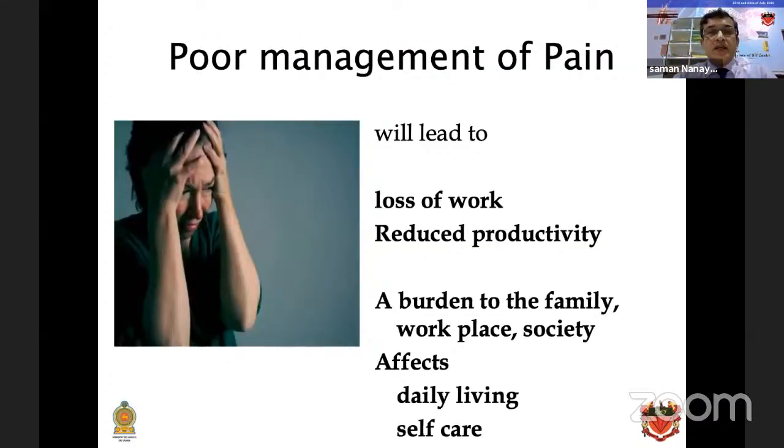Right, so in summary, poor management of pain will lead to loss of work, reduced productivity, and the patient who is suffering in pain will be a burden to the family, to the workplace, to the society, to our healthcare system. Our healthcare costs will be more because this patient is not going to leave the hospital soon, or he will be coming to the hospital very frequently, and the patient will stay at home without going to work, so less productivity.